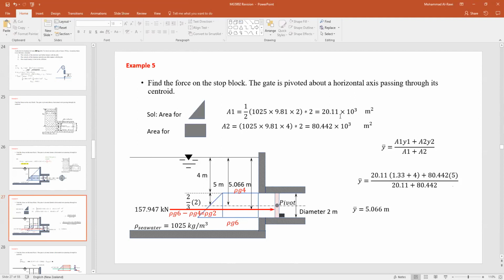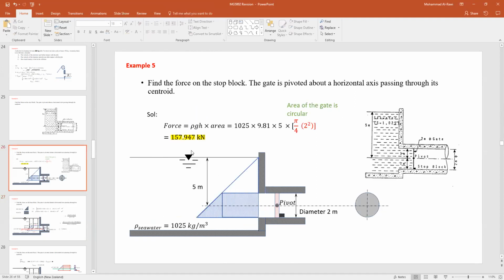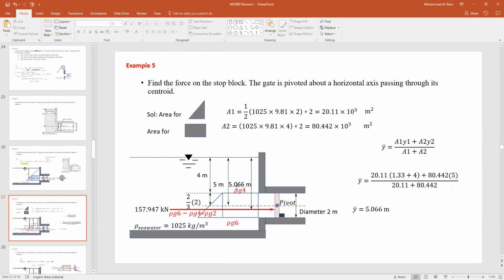And then I got the answers, simplified it, and you get the same answer. So what does that mean? That's the force we found earlier, the force of 157.94, and it's away from the surface with a distance of 5.066. So I will highlight this number. That's the distance, how far this force is from the surface of the seawater.